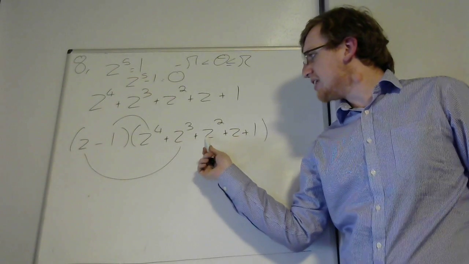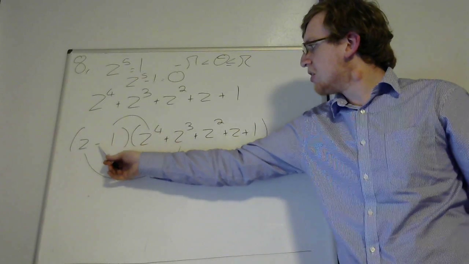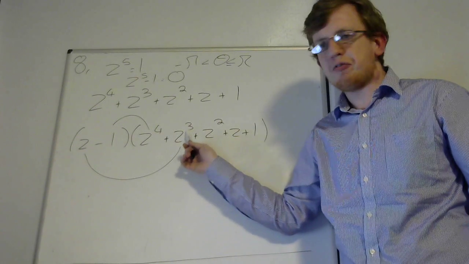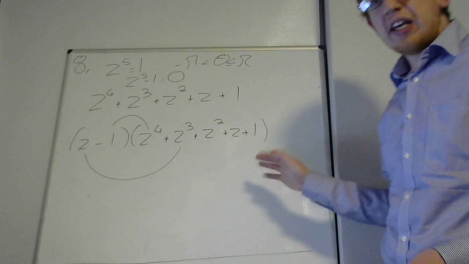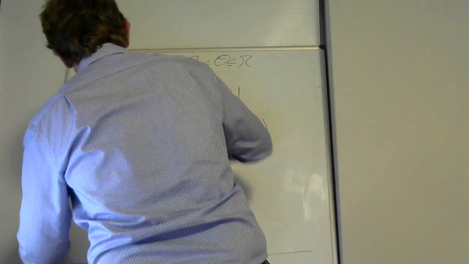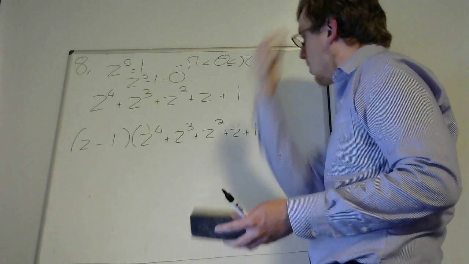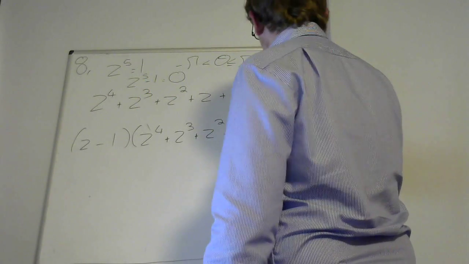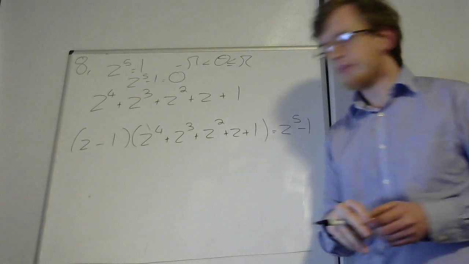z multiplied by z squared gives me z to the power 3, which I don't want, but it's okay, because minus 1 multiplied by z to the power 3 gives me minus z to the power 3, which cancels out. All of the in-between terms, z to the 4, z to the 3, z to the 2, z, they all cancel out, leaving us with minus 1 multiplied by 1 is minus 1. So this whole thing is equal to z to the 5 minus 1.